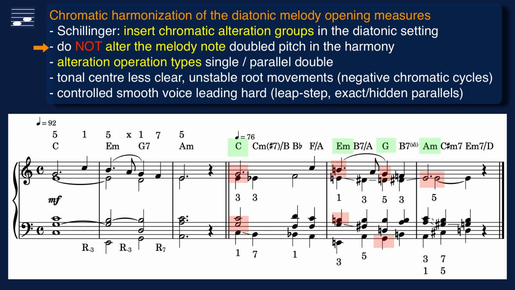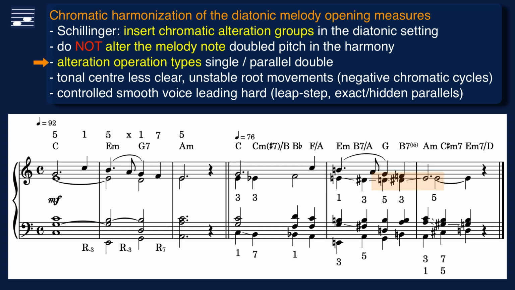Schillinger prohibits the alteration of dead pitch. For example, the first melody note is pitch G, that you also find in the harmony. Do not alter that harmony note. In the score I marked the other doublings, none of which undergo alterations.